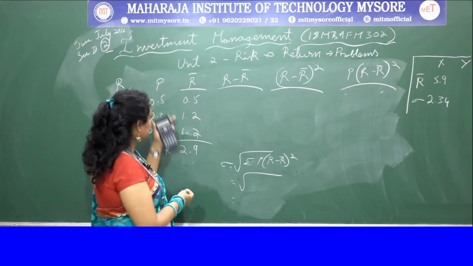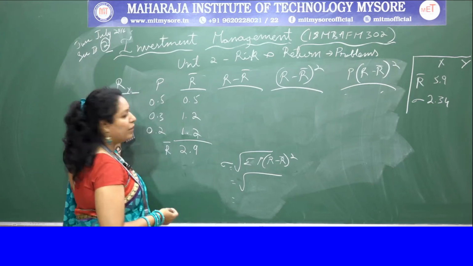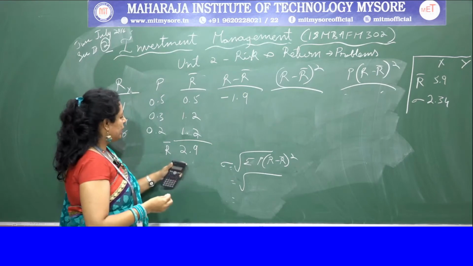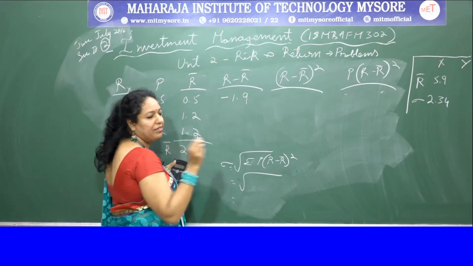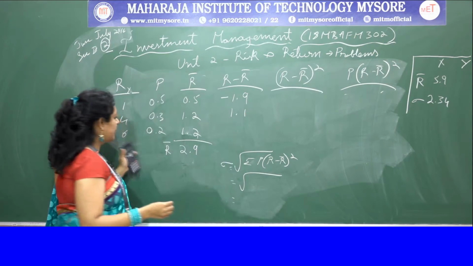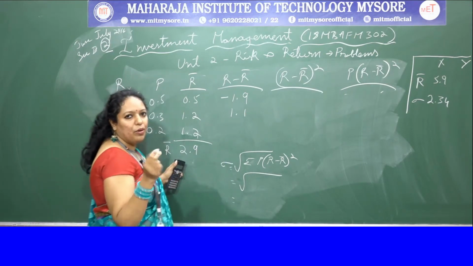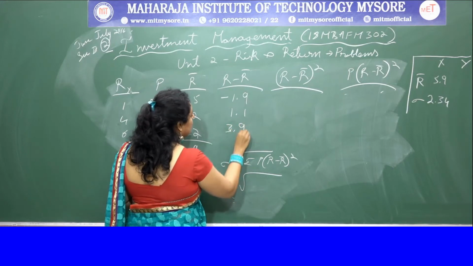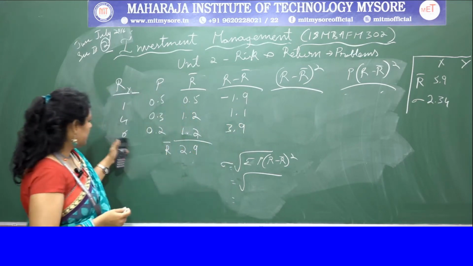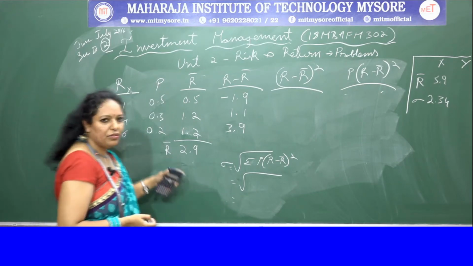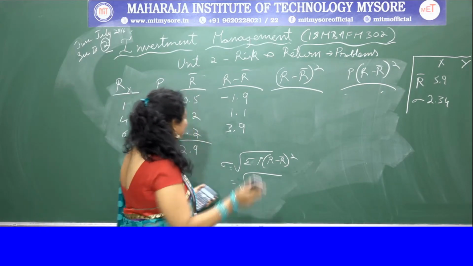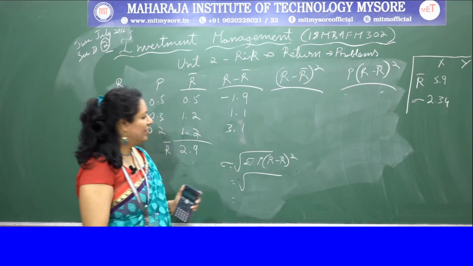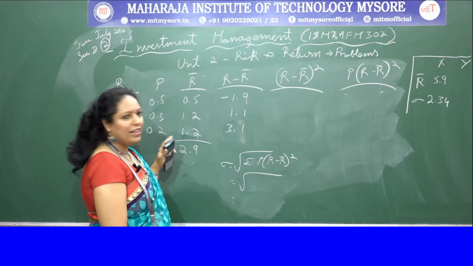Then you have to do R minus R bar. So 1 minus 2.9 is minus 1.9. 4 minus 2.9 is 1.1. 6 minus 2.9 is 3.1. Sorry, I said 3.9 earlier, it is 3.1. You get 3.1.